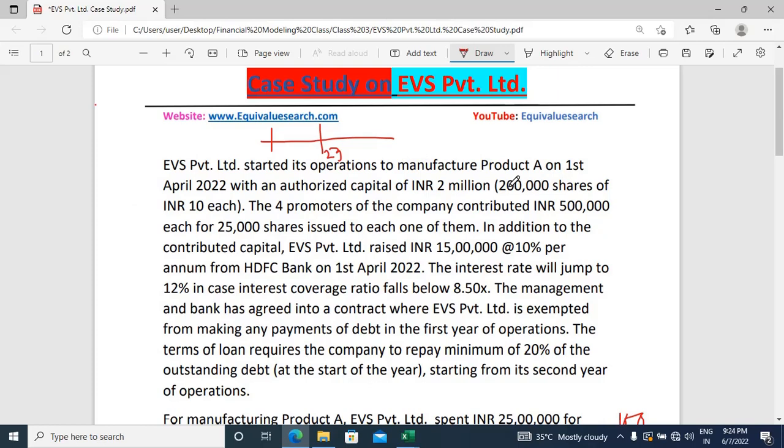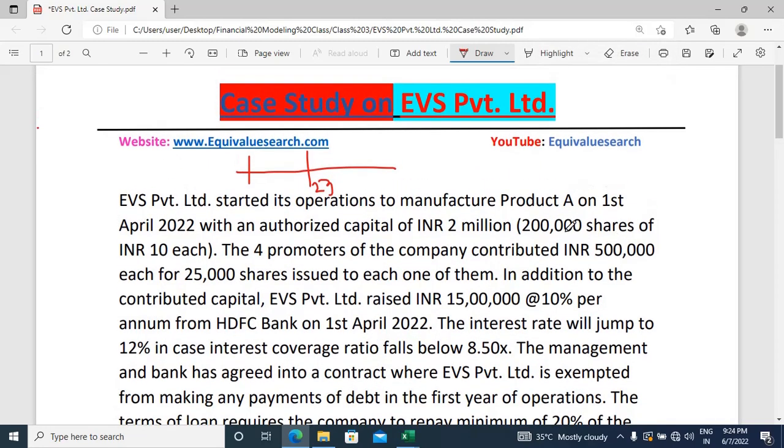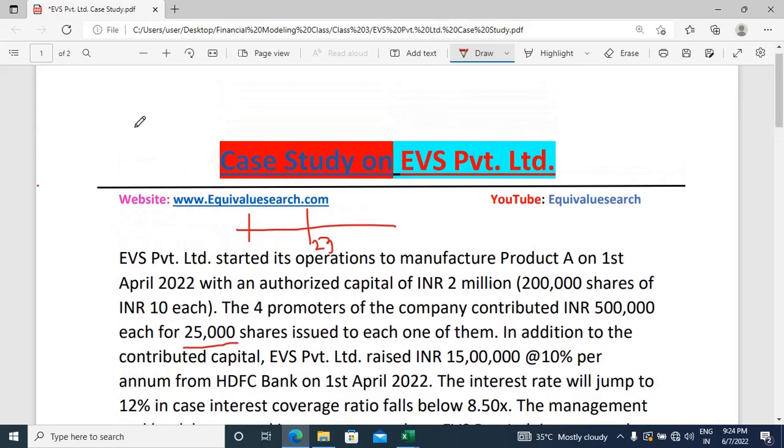It is 2 lakh multiplied by how much? 2 lakh multiplied by 10, right? But it is the total capital which was contributed by 4 promoters. All of them contributed 5 lakh rupees. Try to understand one thing. And the number of shares was 25,000 only. So how can it happen when the face value is only 10 rupees?